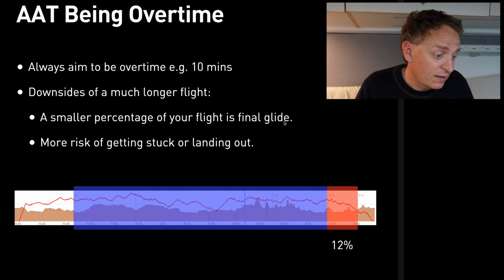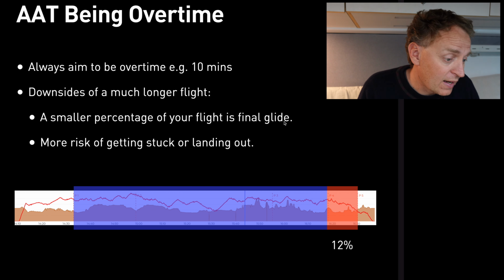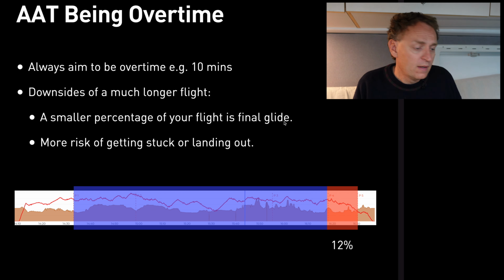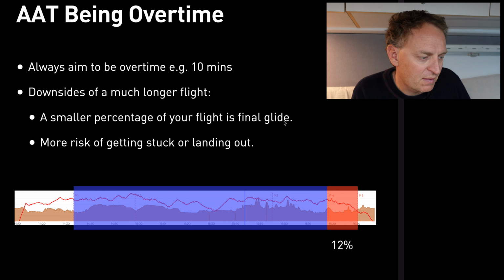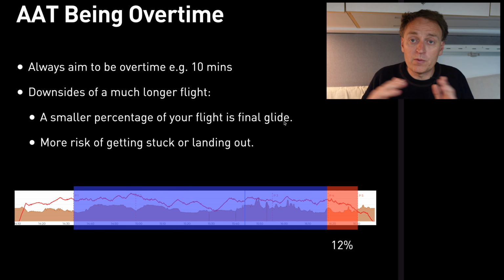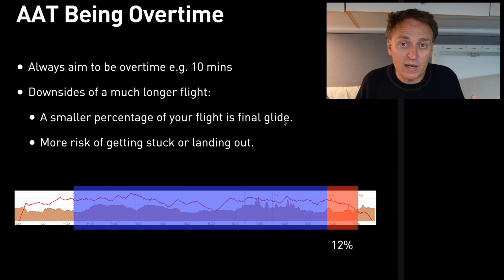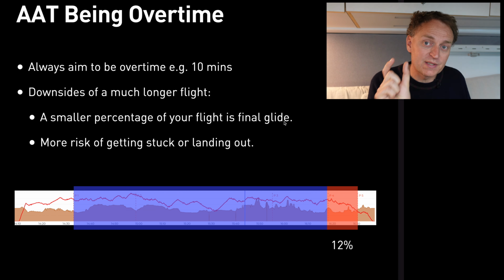So here's an example. Just from that flight I did the other day, you can see 12% of my task time was final glide. And final glide is always going to be part of the fastest part of your flight, unless you're doing wave or something else like that. So, if I were to do another half hour of flying, it would shrink the percentage of time that my final glide is.